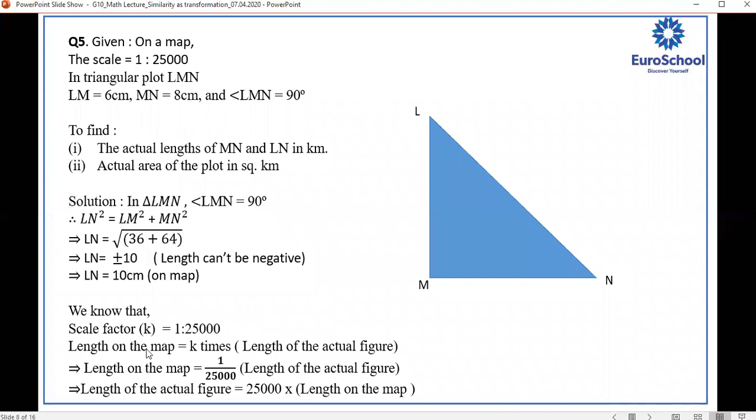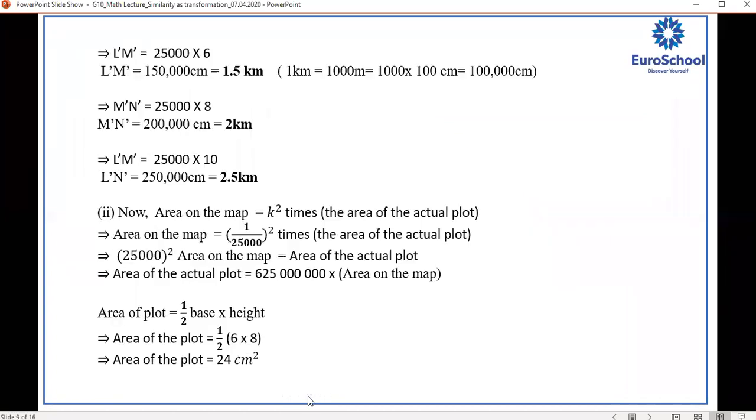If you check it here, actual figure is equal to 25,000 into length on the map. LM, the measurement is 6, right? So L dash M dash will be 25,000 into 6 centimeters. We got it in centimeter, but what they have asked in the question is kilometers. So we need to convert it into kilometers. So it becomes 1.5 kilometer.